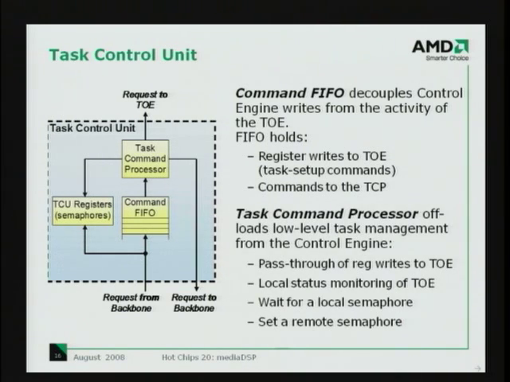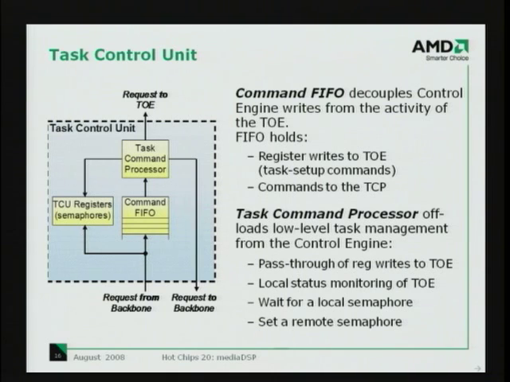Now, the task command processor's main job is to offload the low-level task management from the control engine. So, in a way, you can think of it as a nanoprocessor as opposed to a microprocessor. It has a small instruction set that lets the control engine in the system kick off a sort of lightweight thread on the other side of this queuing. And so it allows the control engine to run ahead and queue up further commands to all the task-oriented engines in the system.